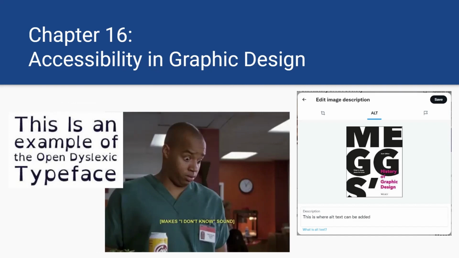The case studies in this chapter will be looking at how certain typefaces can make it easier for people with dyslexia to read, how subtitles are becoming more widely used and can be used for comedic enhancement, and how the use of alt text makes images more accessible for people with sight or processing issues.